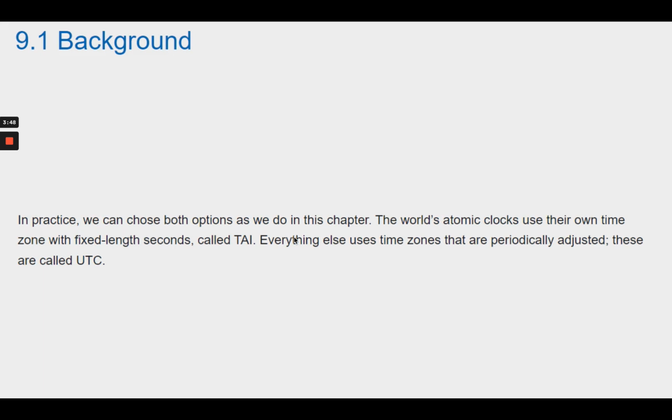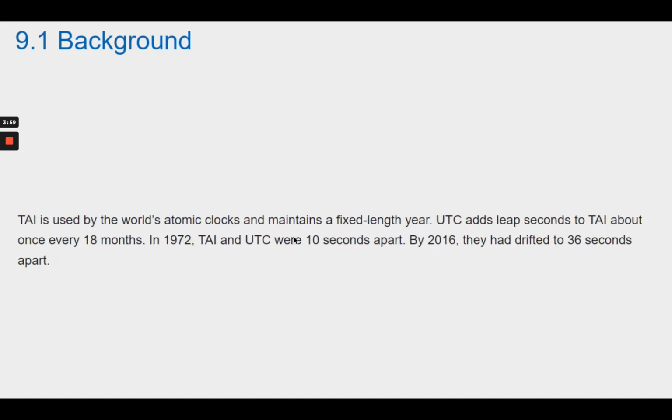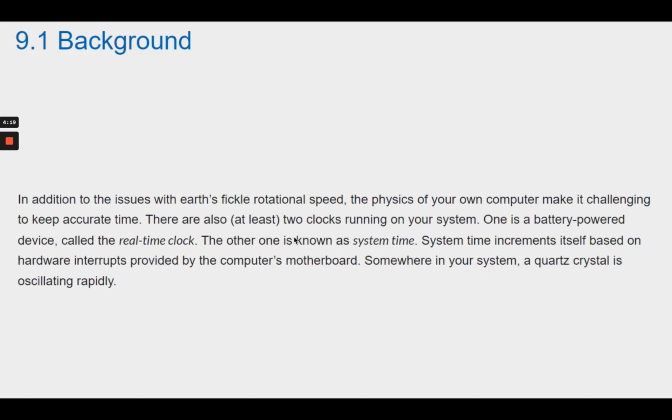The world's atomic clocks use their own time zone with fixed length seconds, called TAI. Everything else uses time zones that are periodically adjusted. These are called UTC. TAI is used by the world's atomic clocks and maintains a fixed length year. UTC adds leap seconds to TAI about once every 18 months. In 1972, TAI and UTC were 10 seconds apart. By 2016, they had drifted to 36 seconds apart.